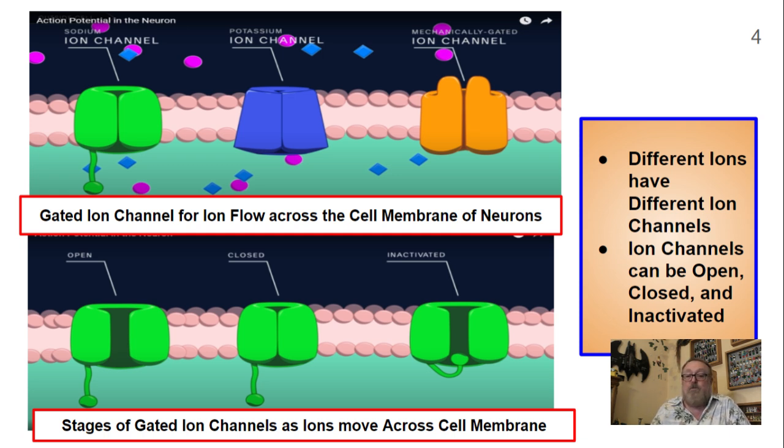Gated ion channels are specialized proteins found in cell membrane of neurons that regulate this flow of ions across the cell membrane. These channels are essential for transmitting tiny electrical signals, which are known as action potentials. Signals transmitted from a dendrite to an axon are action potentials.